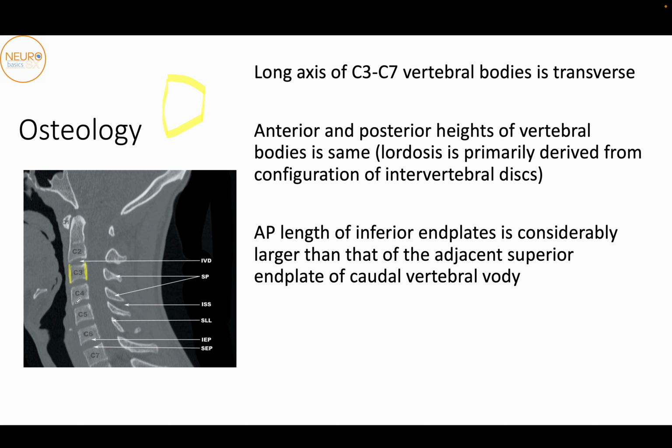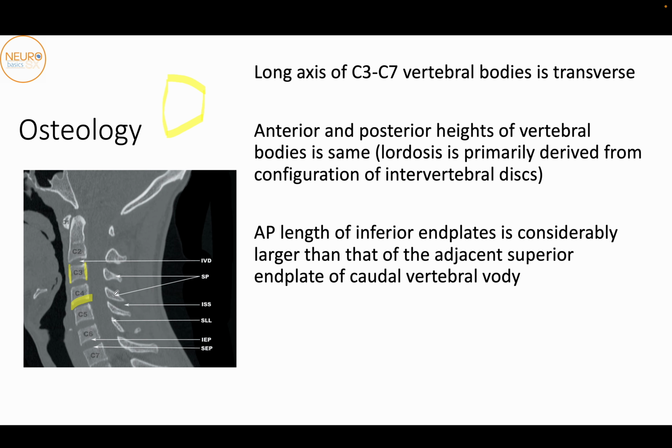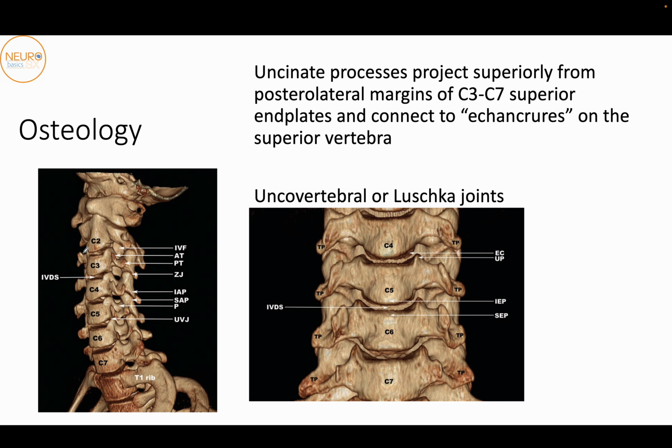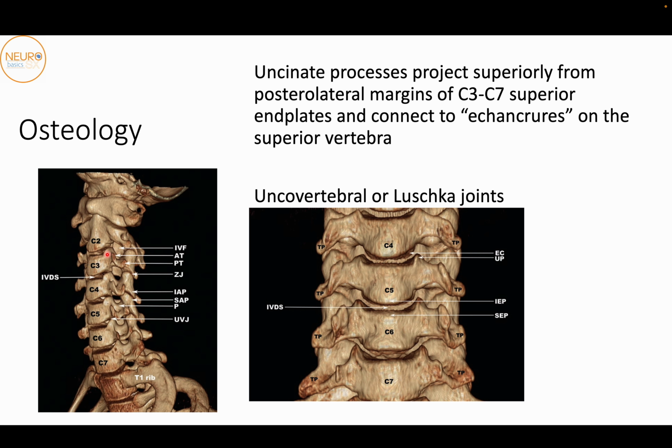On the other hand, the AP length of the inferior end plate here is going to be much longer than the AP length of the superior end plate of the caudal vertebra. Apart from just the basic design, which has the body, the spinous process, the lamina and the pedicle, you also have some other structures which are present only in the cervical spine. The important one being the uncinate process over here. So this exists from C3 up till C7. Rarely it might be found in T1 and T2 also.